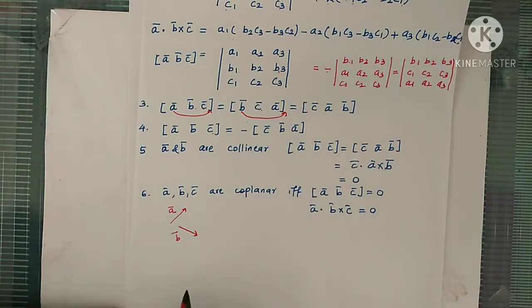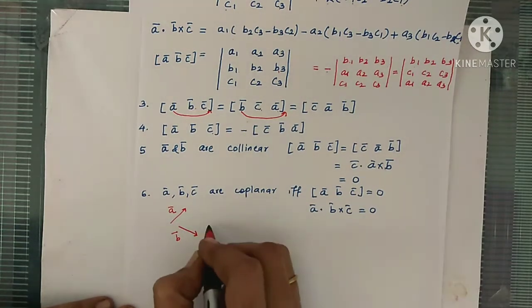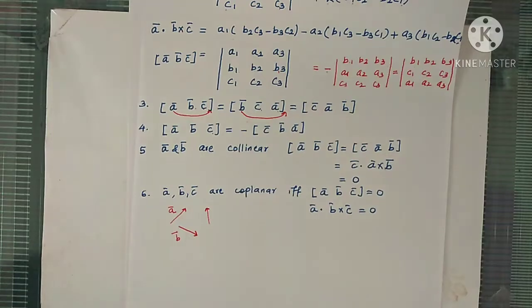So either C bar lies in the same plane or C bar lies in a parallel plane, like this. So if this is the parallel plane and if this is C bar, C bar is like this, or you can take C bar in the same plane. Okay. Now A bar dot B bar cross C bar.